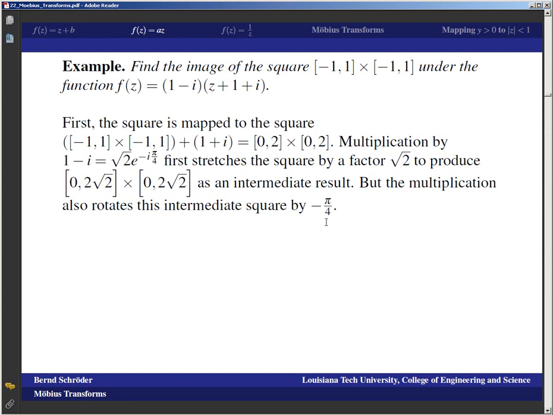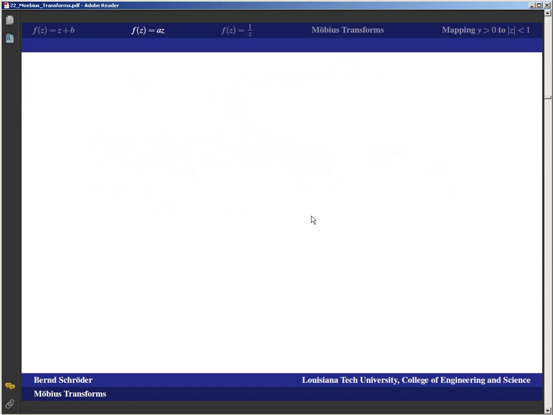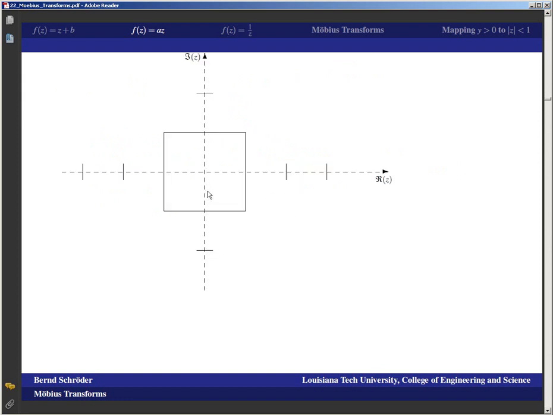Okay, so you can also see here, just as we had in the more abstract introduction, the way to figure this out is to take your function and break it up into pieces where you can see what's going on. And so the result here is, here we go. Here's the original square, [-1, 1] cross [-1, 1]. We push over and push up to get [0, 2] cross [0, 2]. Then we stretch, we get [0, 2 times root 2] cross [0, 2 times root 2]. And then we do the rotation by pi over 4. And so that's the picture.